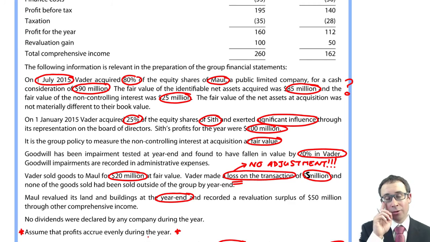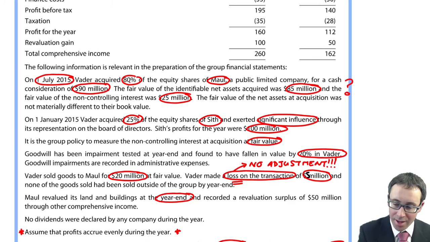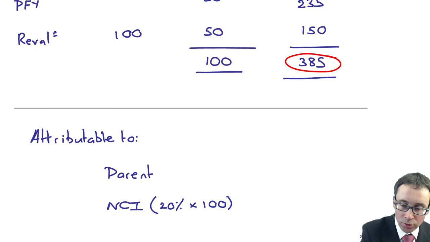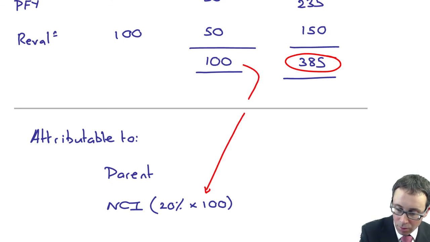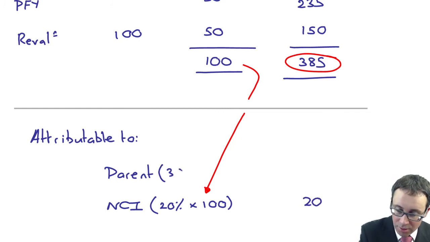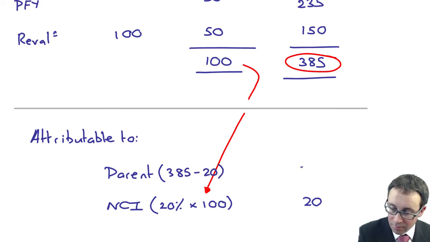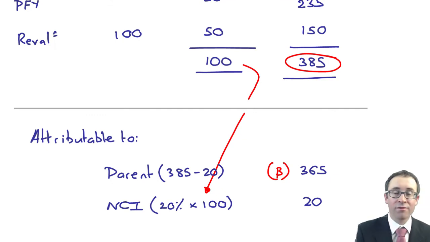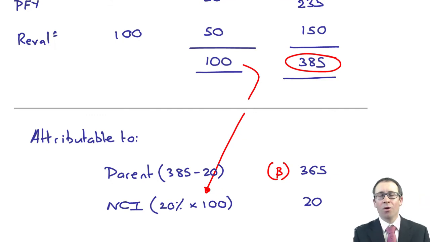Well, the non-controlling interest own 20%, don't they? Because we own 80. So they own 20% of that 100. So does that give me 20? The amount attributable to the parent is the balancing figure of 385 less the 20. So that gives me 365, which is your balancing figure. Okay. Wasn't too bad, really.